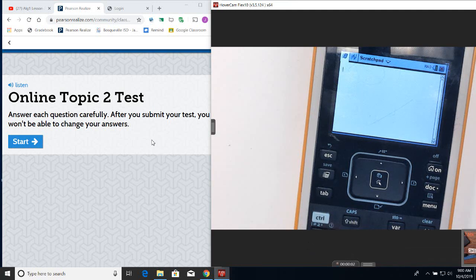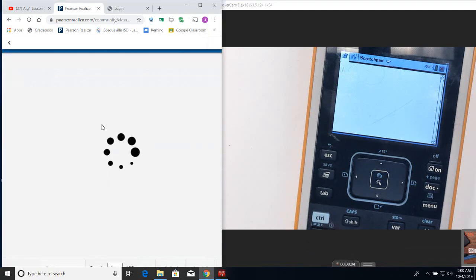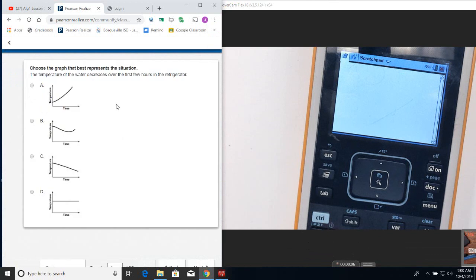All right, so let's start this online topic test and look at question number 1. It says, choose the graph that best represents the situation. The temperature of the water decreases over the first few hours in the refrigerator. So which one is showing that the temperature of water when you first put it in there starts off probably kind of warm, and then it's decreasing and going down over the first few hours?